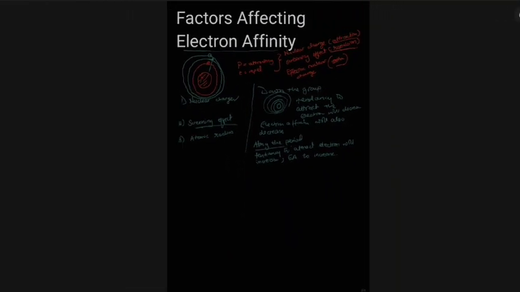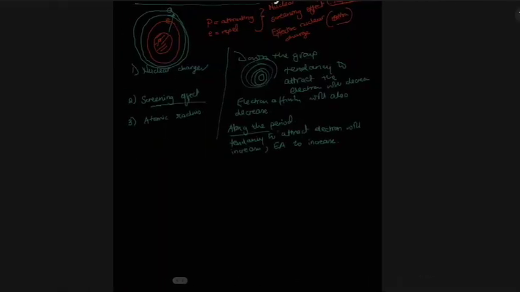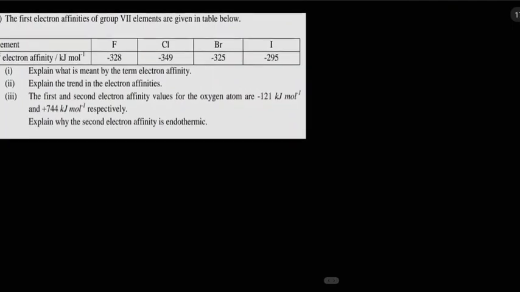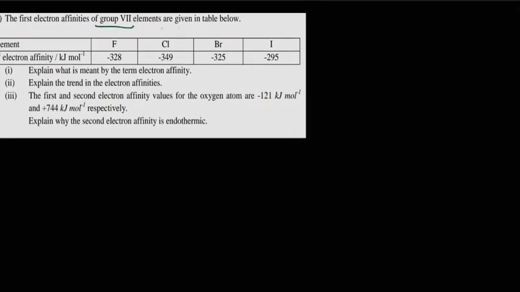Okay, now all these concepts put to the side, let's take an example. The first electron affinities of group 7 elements are given in the table below. Group 7, we are going down, isn't it? Fluorine, chlorine, bromine, and iodine. What is meant by the term electron affinity? So you can pause the video and try to answer this question. After that we can resume.